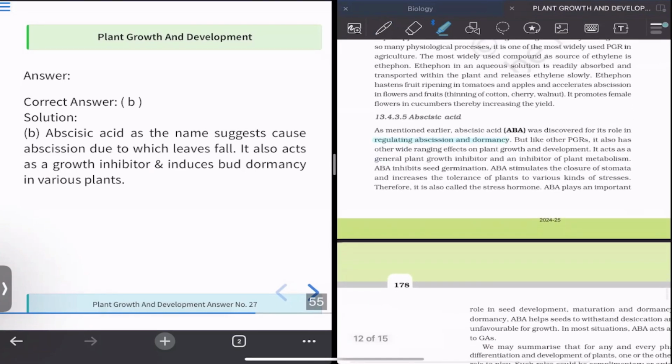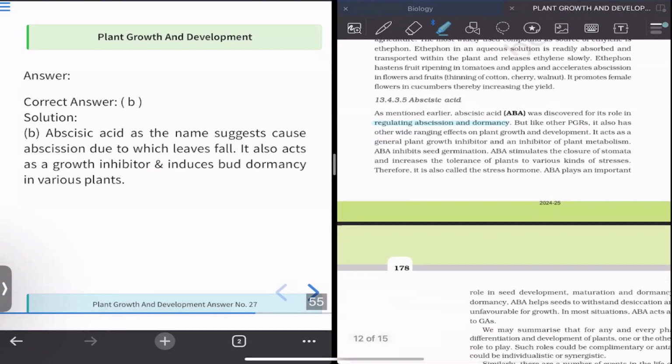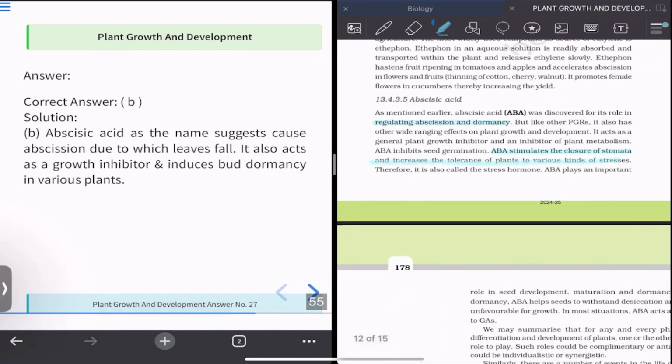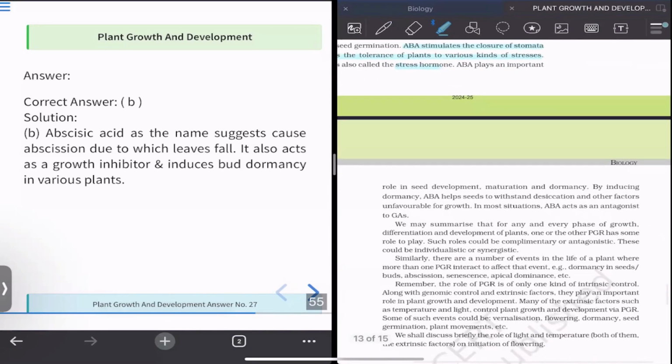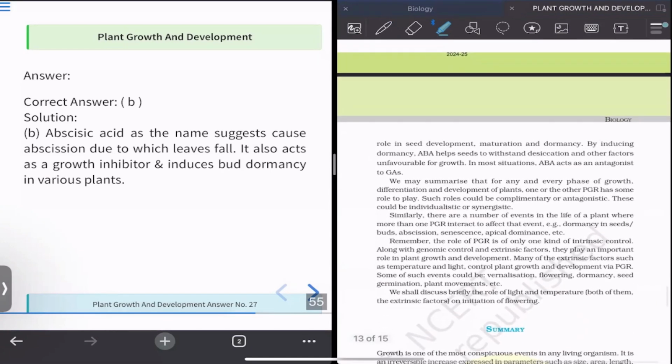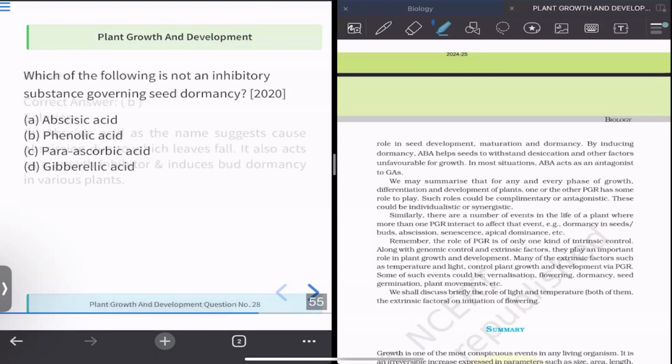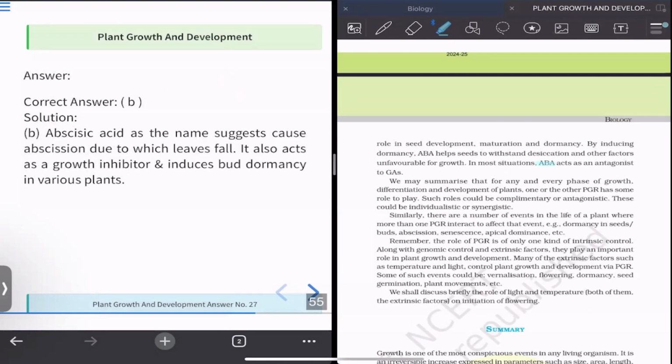Okay. So, what are the functions of abscisic acid? It stimulates the closure of stomata and increases the tolerance of plants to various kinds of stress. So, it is known as the stress hormone. Okay. Moving on to the next one, this is also an important point: abscisic acid acts as an antagonist to gibberellic acid. We knew that gibberellic acid was involved in seed germination.